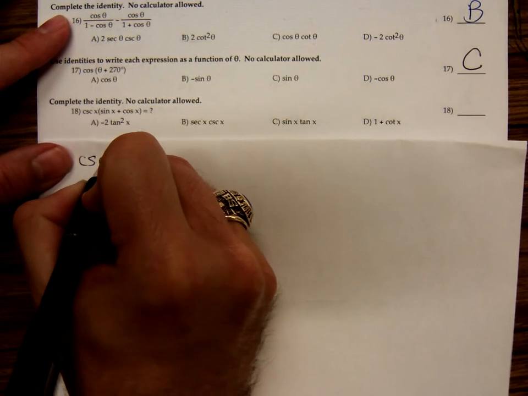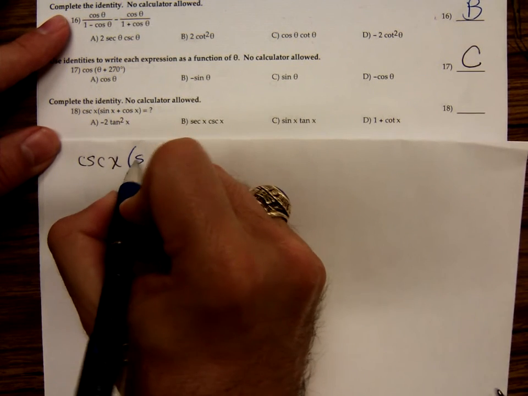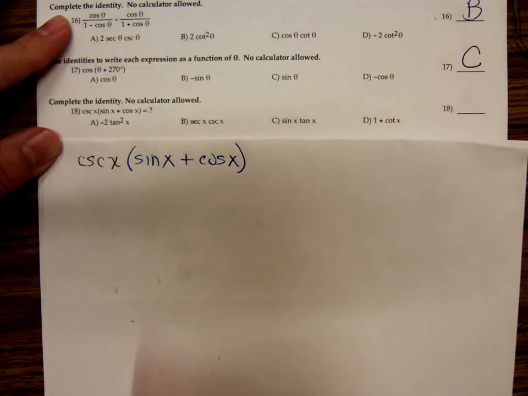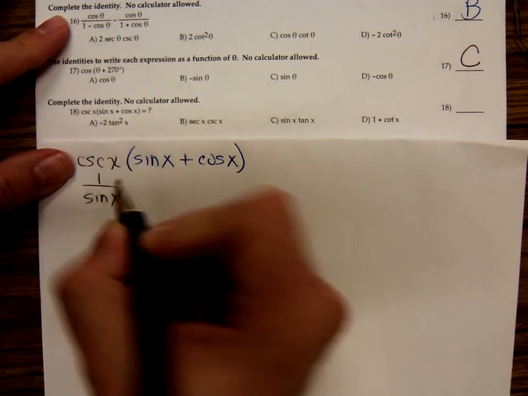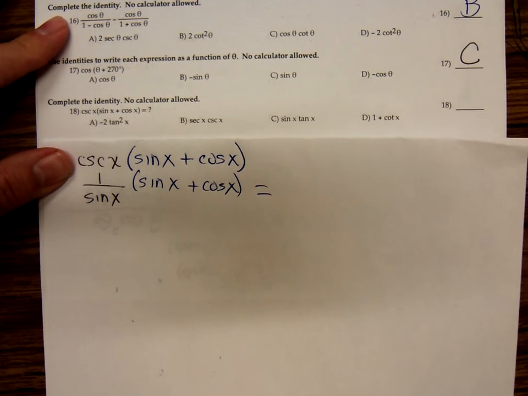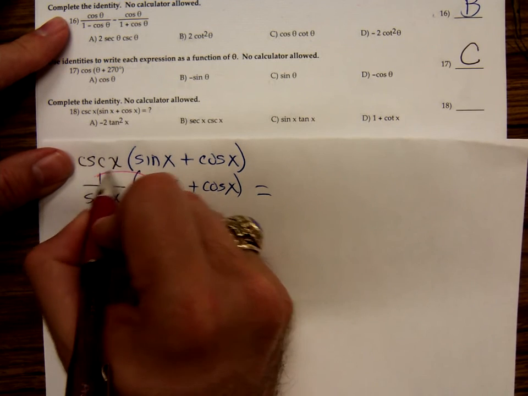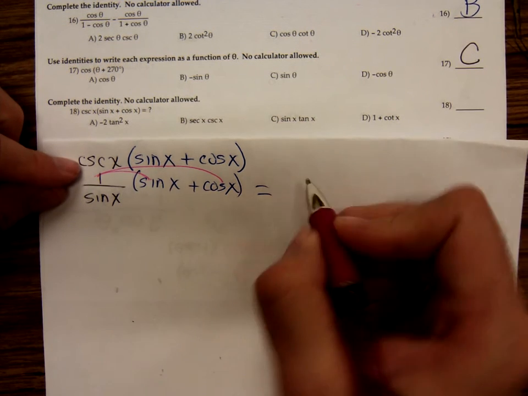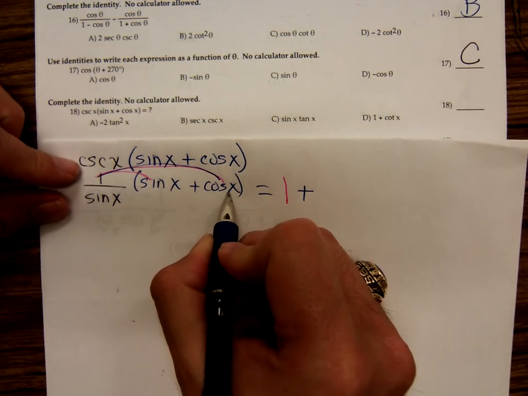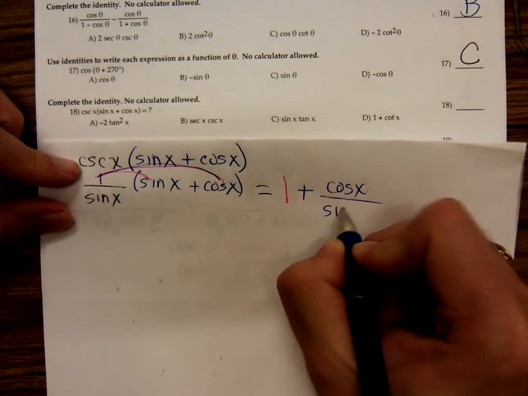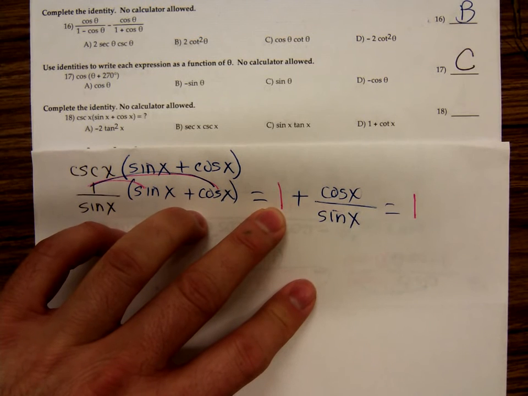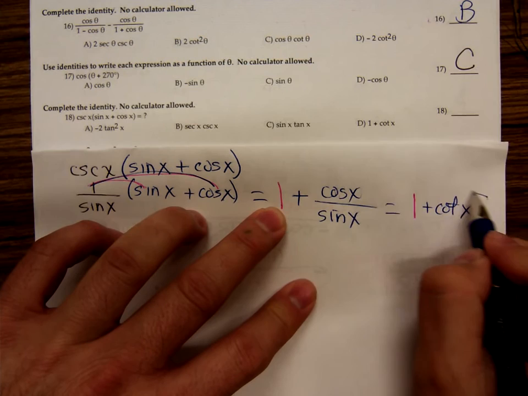Cosecant x times sine x plus cosine x. Well, hopefully at this point you've got the hang of it. When in doubt, write it in terms of sine and cosine. There were no double angles or anything there. Oh, this one's going to work out nice, isn't it? If I distribute, sine x times 1 over sine x would just be a 1. Then 1 over sine x times cosine x would be cosine x over sine x, which gives us 1 plus what? Cotangent x? That's right. 1 plus cotangent x.